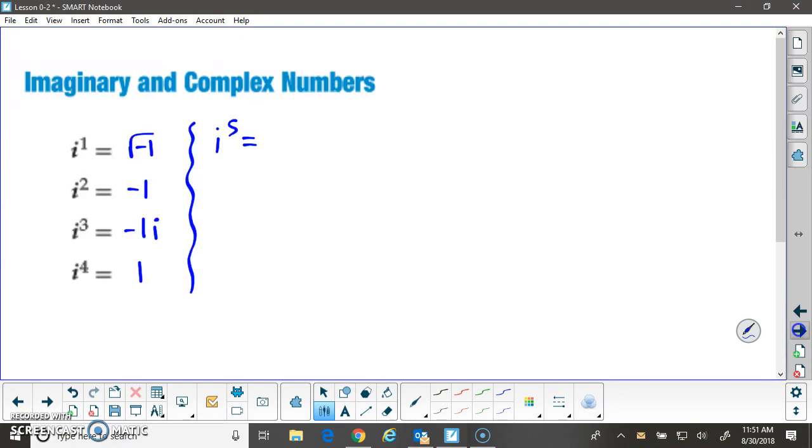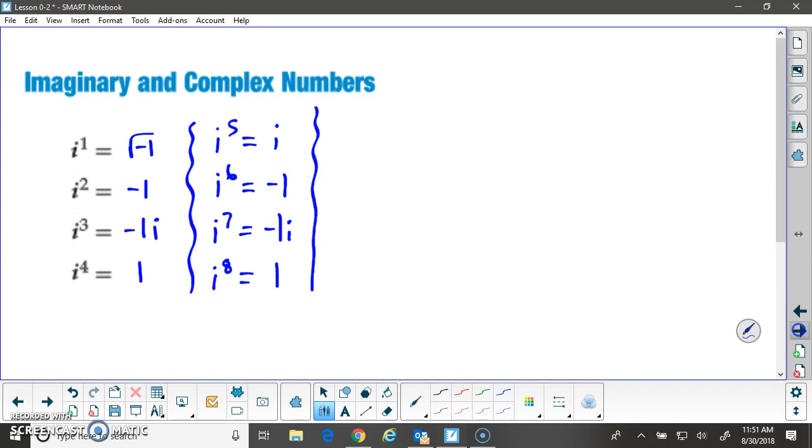We got i to the fifth would be the same thing as i to the first. We got i to the sixth, which would be the same thing as i to the second, or negative 1. i to the seventh would be the same thing as i to the third, or negative i. And i to the eighth would be the same thing as i to the fourth, which is 1. And again, it keeps cycling. i to the 9th, 10th, 11th, 12th, you can see, are equal to the same thing. So hopefully this shows you how it cycles every 4 units with the imaginary unit.